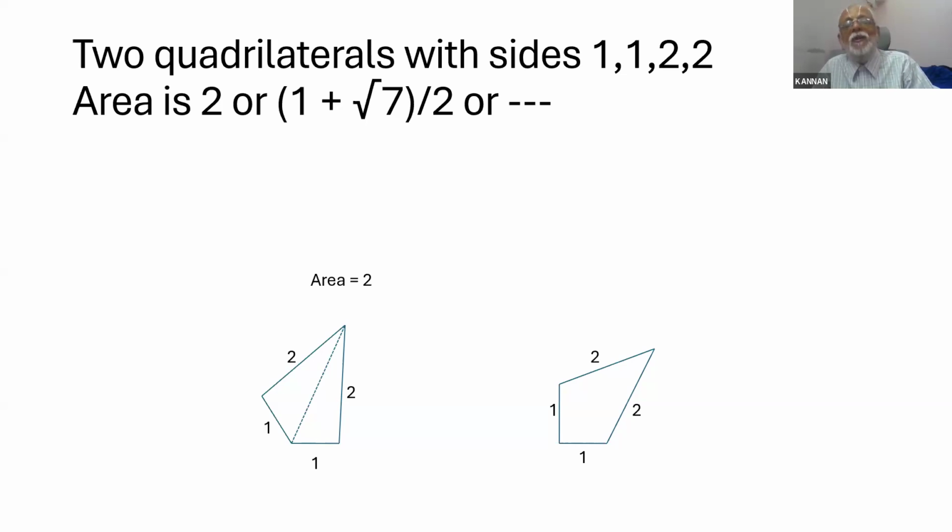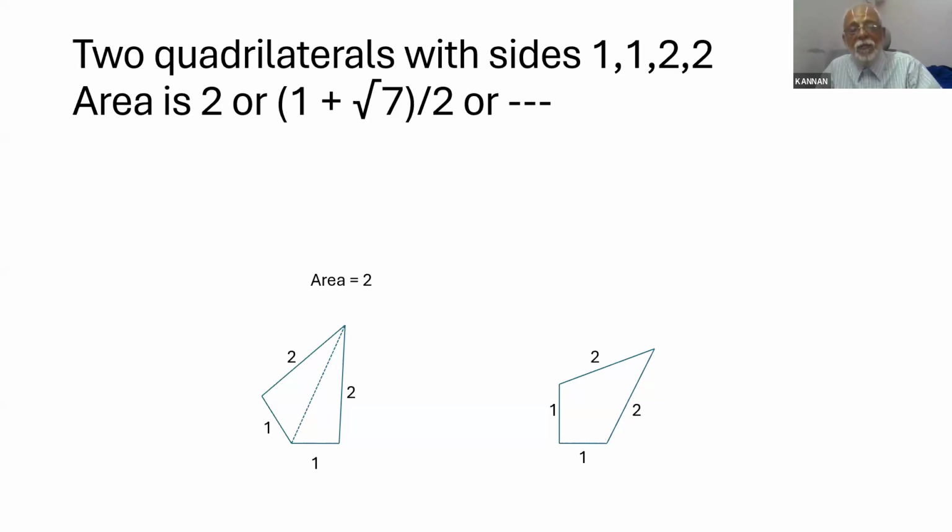Because 1 plus root 7 is less than 4. Because root 7 is less than 3. Because 3 is root 9. Root 7 is less than root 9. I'm comparing the two and finding that 2 is the bigger of these two numbers. Now I'm making a statement. It will always be so.